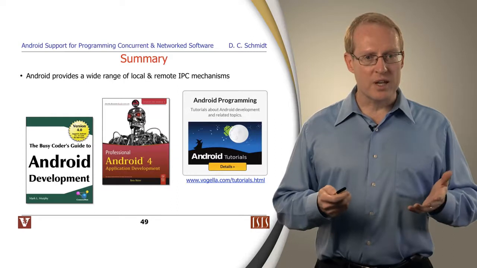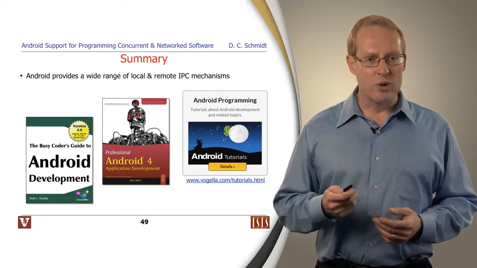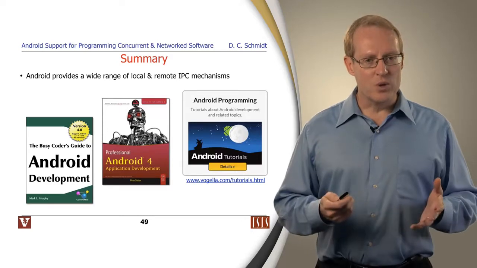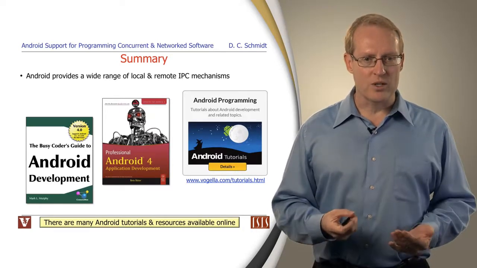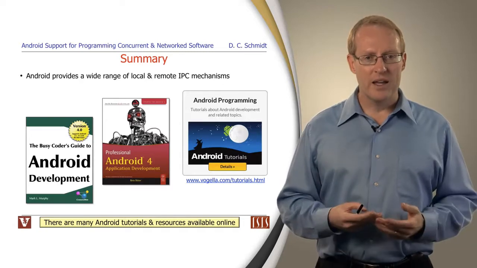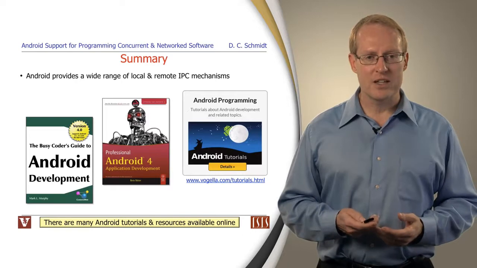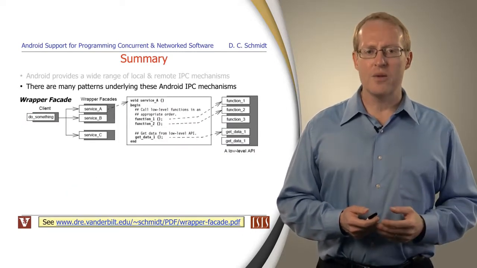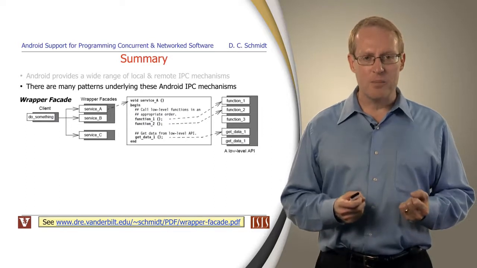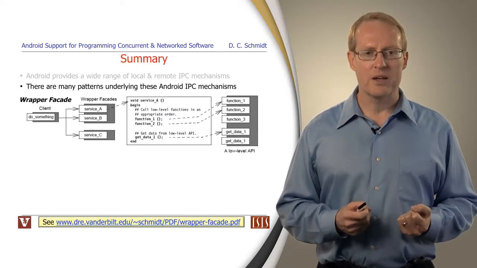Here are some of the books that I use in the courses I teach at Vanderbilt University on Android systems programming. I also use some of the material I find online to help augment those books. There's a wealth of information about Android network programming that you can learn about by following various links and tutorials online. It's also worth pointing out that there are many interesting patterns that underlie these Android inter-process communication mechanisms.